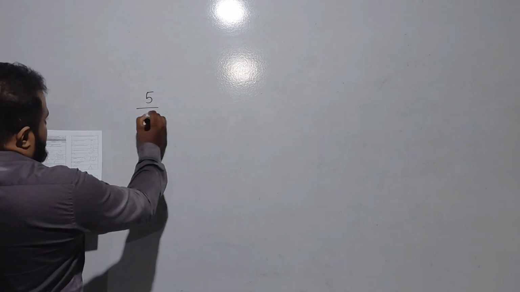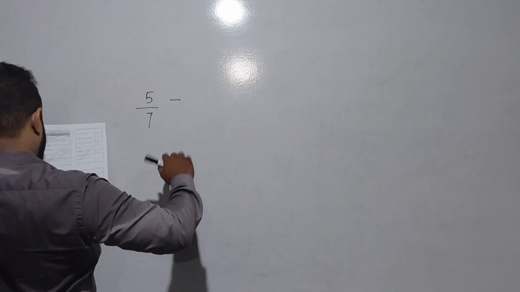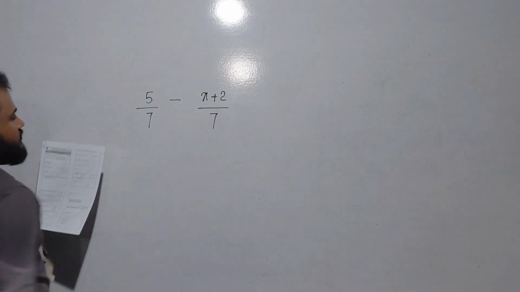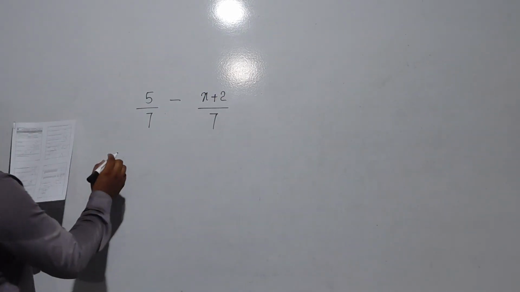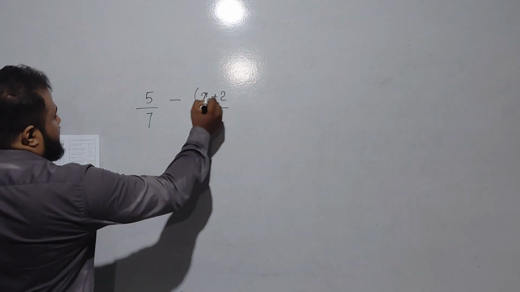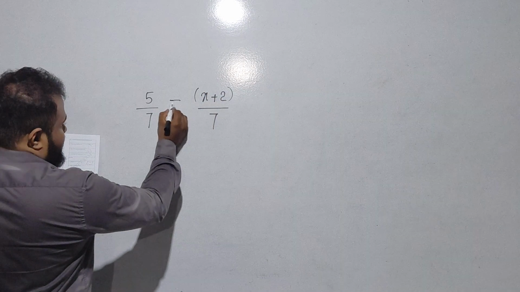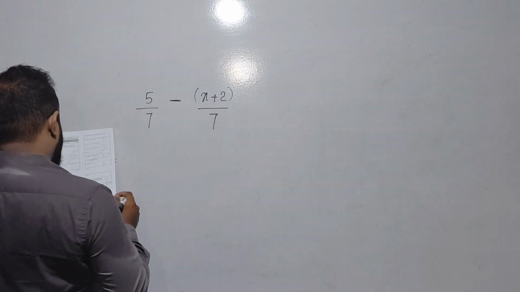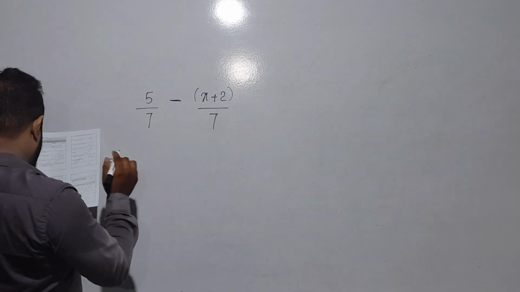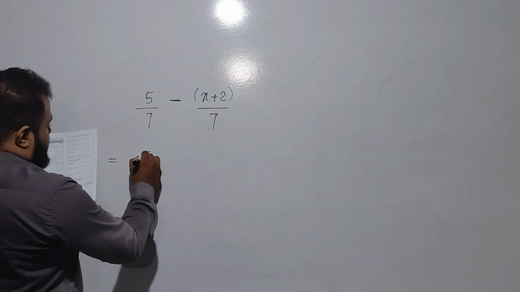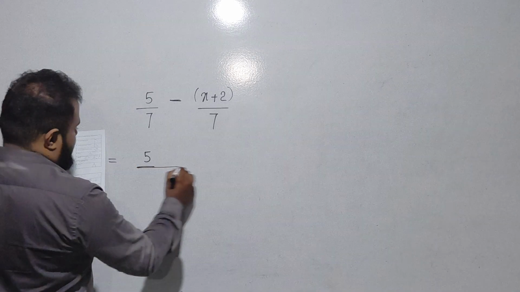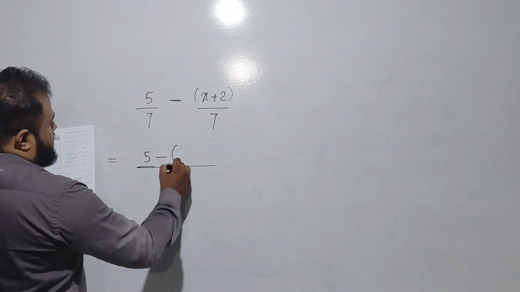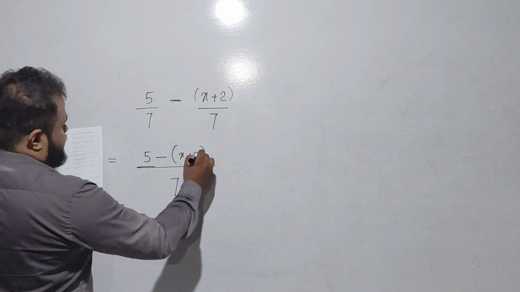Five over 7 minus x plus 2 over 7. The only thing you have to do is put a bracket. Why? Because if there is a minus, we have to put a bracket. So the answer is, we can take this 7 as the common denominator, minus brackets x plus 2.